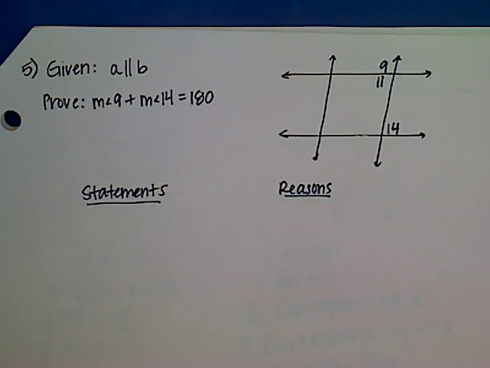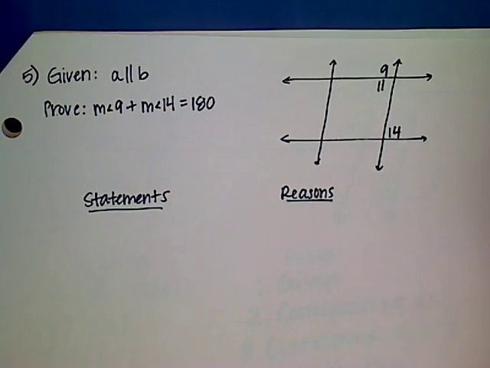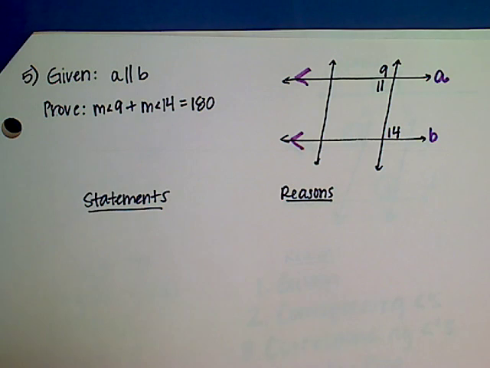Number 5 is probably one of the tougher proofs in this packet because a lot of the ones we've done deal with congruence and just things being the same and using transitive, but this one we're actually going to have to use some addition and some substitution. So we're told that A is parallel to B, which this should be A and B here, but I forgot to write it. So we have A and B being parallel.